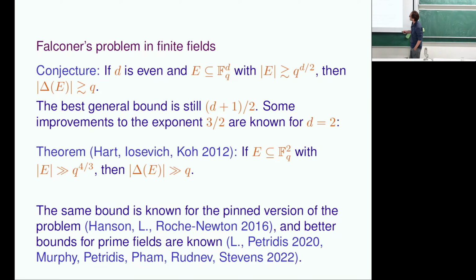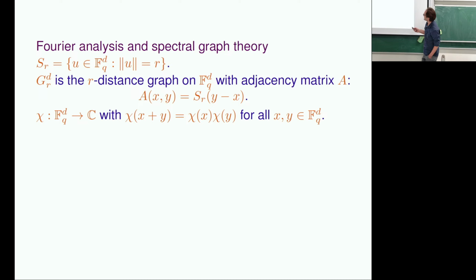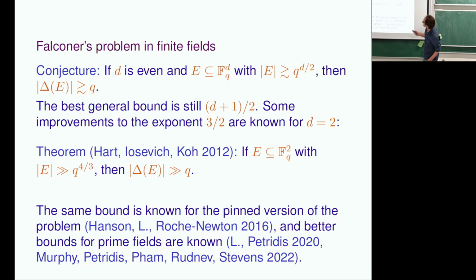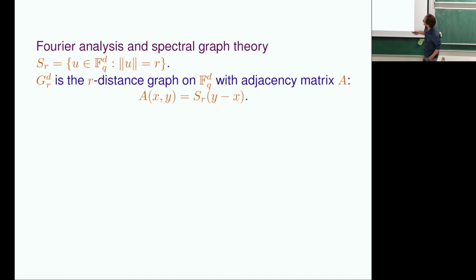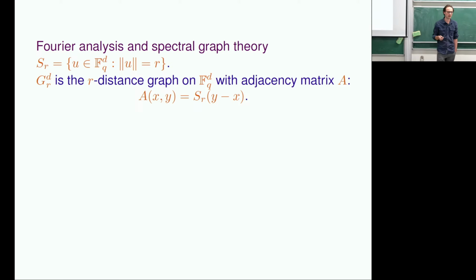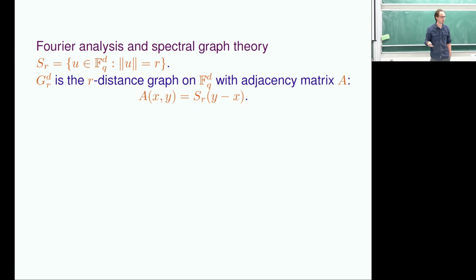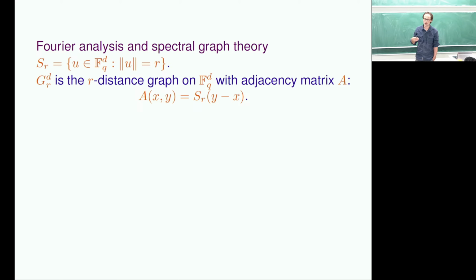But actually, let me give a sort of fictional story about the easier part of the proof of Iosevich and Rudnev. How would they have written down their proof if they were graph theorists?